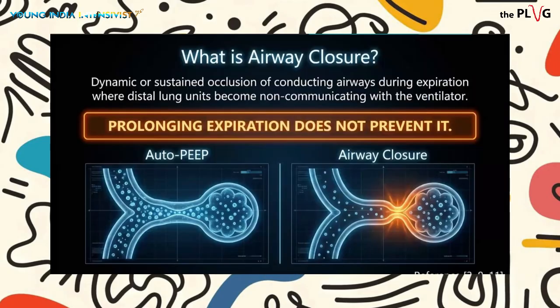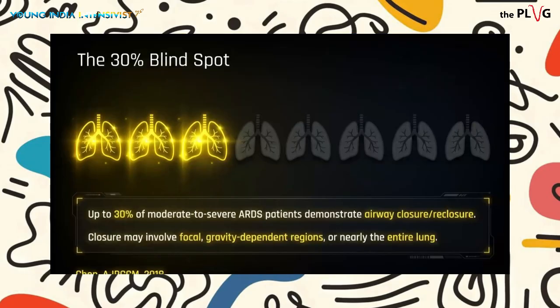So what is airway closure? It is dynamic or sustained occlusion of conducting airways during expiration, where distal lung units become non-communicating with the ventilator, right? So you are pushing in air, but it's not going in. And prolonging expiration does not prevent it, unlike asthma or COPD, where there can be airway closure. So that is airway closure, and this is in ARDS. We're talking about ARDS here, not asthma or other conditions. This is the recently described phenomenon.